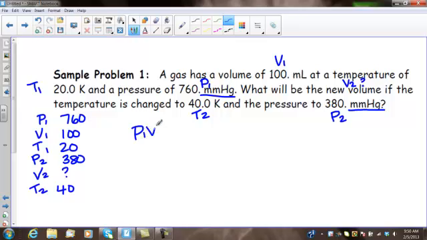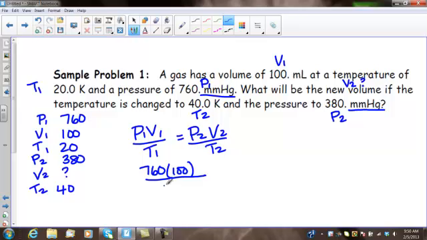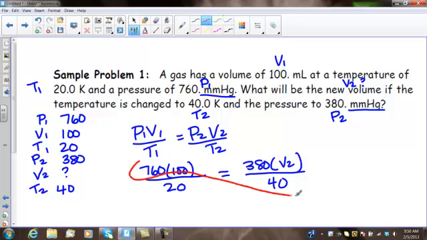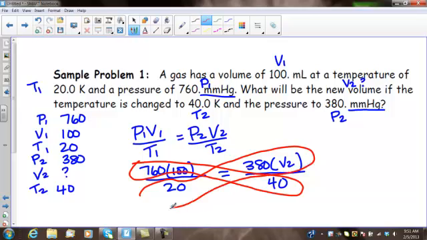I write my formula, P1 V1 over T1 equals P2 V2 over T2. I substitute in 760 times 100 over 20 equals 380 times V2, that's what I'm finding, over 40. In these types of problems you have to cross multiply and divide, and what's going to happen is some of you are going to have calculator issues. So I'm going to multiply 760 times 100 times 40, and then I'm going to divide by 380 times 20.